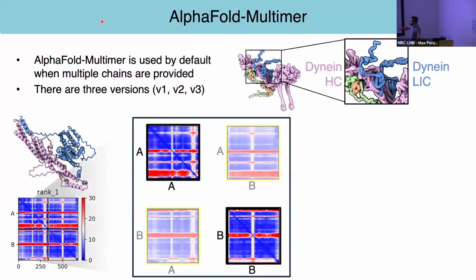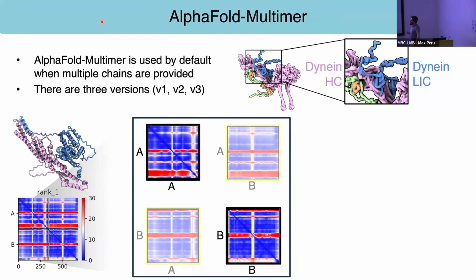But let's just look at one more closely. So we have this one that's the highest ranked PAE plot for this interaction. And then essentially each quadrant is its own PAE plot that I showed earlier, right? So this is the PAE plot of just protein A, right? So this is the confidence of the residues within this chain. And then on the bottom right, we have, again, in isolation, just a PAE plot of protein B. So how confident are we in the interactions within protein B?